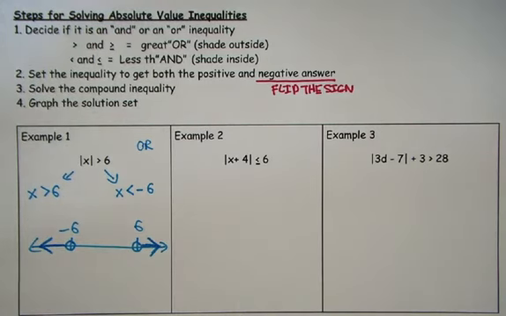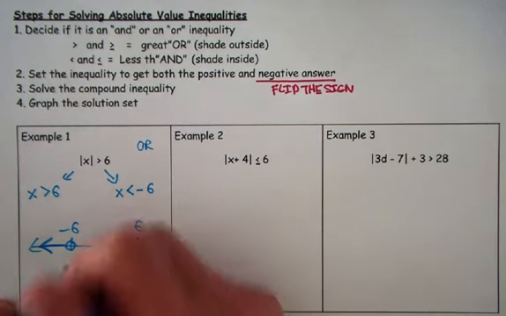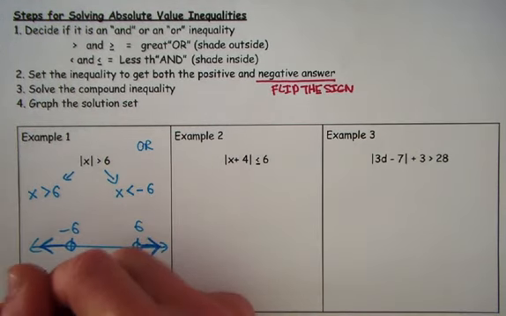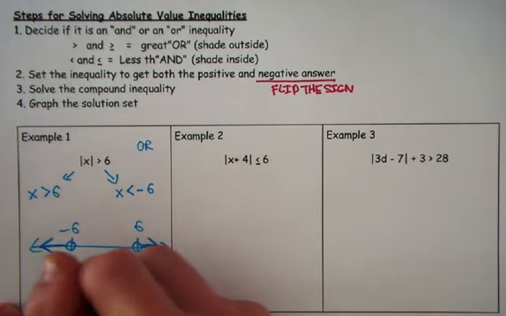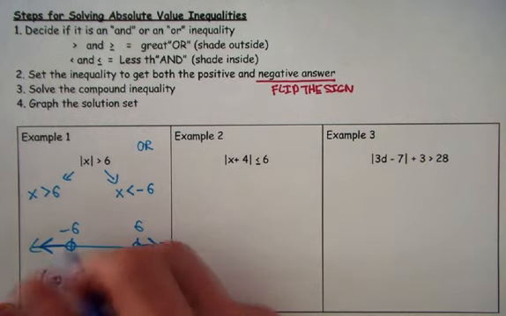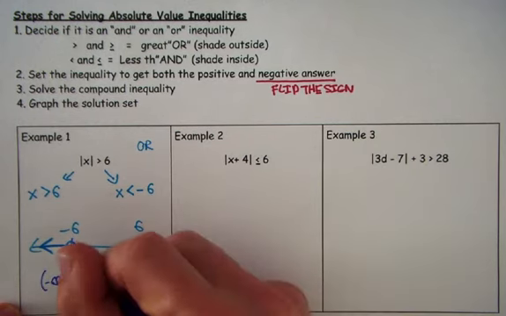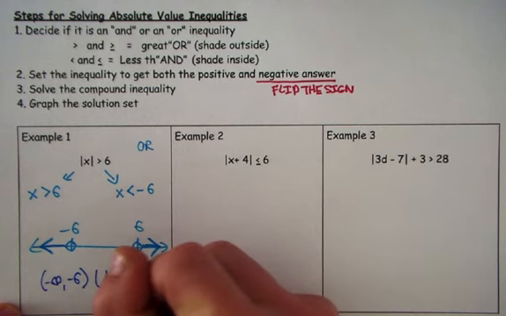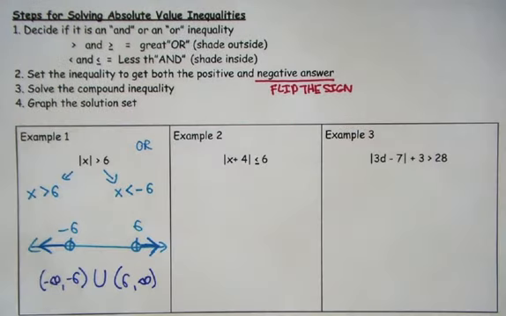Now, just for the heck of it, I'm going to show you interval notation. This is an or, so this is going to be a union. We get negative infinity, comma, negative 6, less than, so it's not a bracket, unioned with 6, positive infinity. Okay. Let's look at example 2.